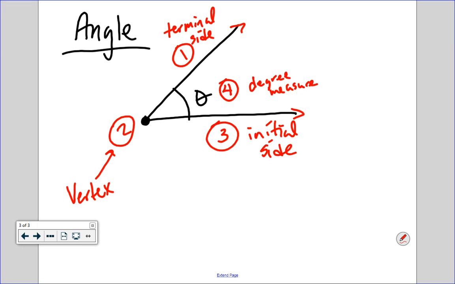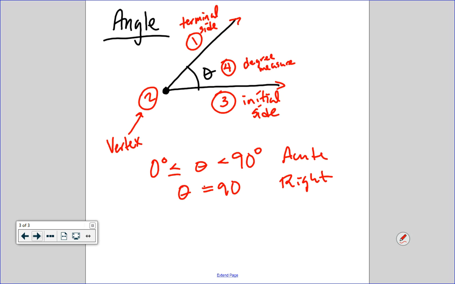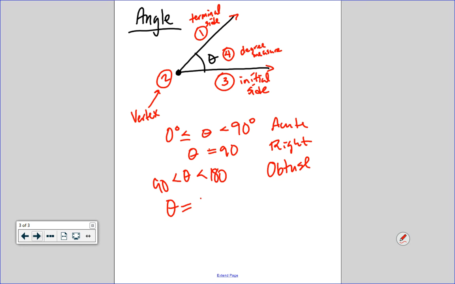With angles, we have positive and negative. It's all based on a circle. A circle is how many degrees? 360. Just quickly to review, if it's between 0 and 90, what type of angle is it? Acute. If it equals 90, it's a right angle. If the angle is between 90 and 180, it's obtuse. If the angle is 180 degrees, what do we call that? A line, also called a straight angle.